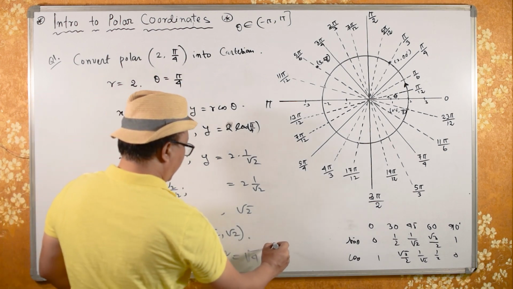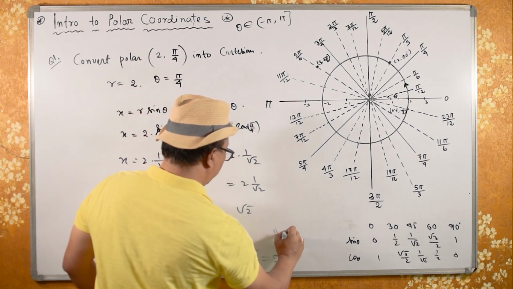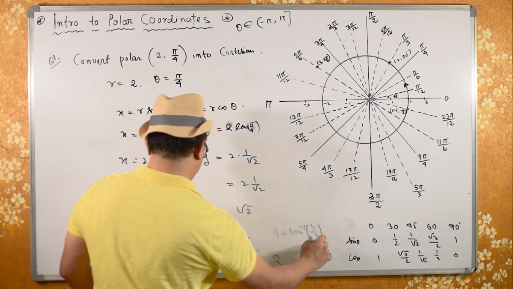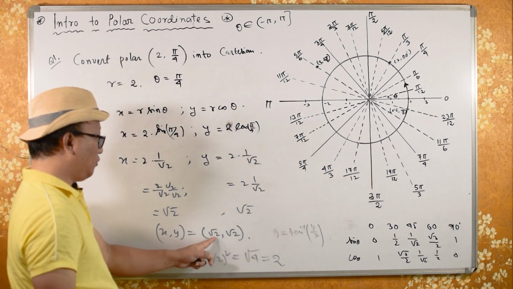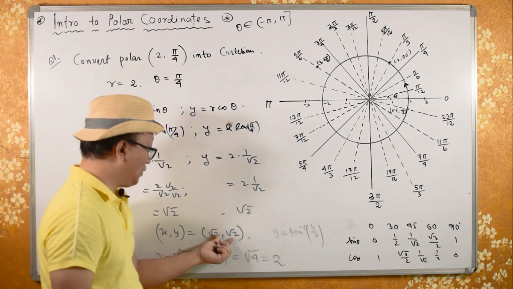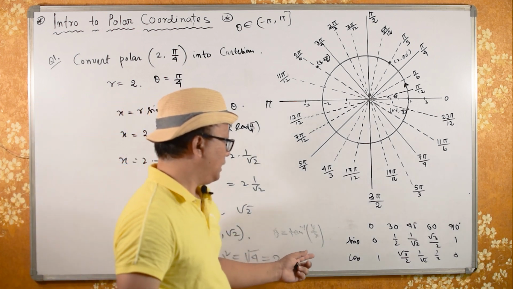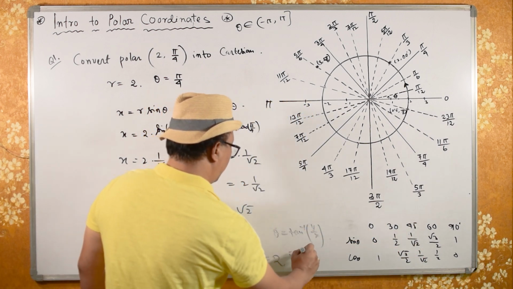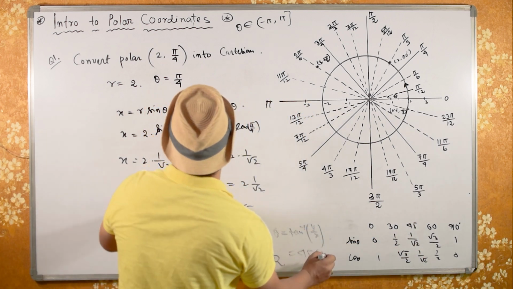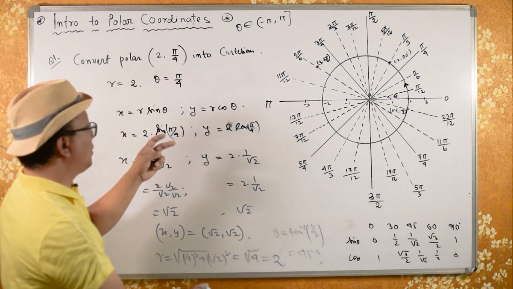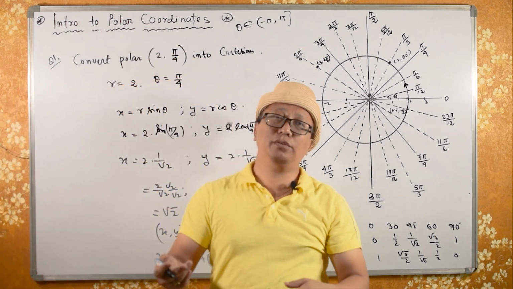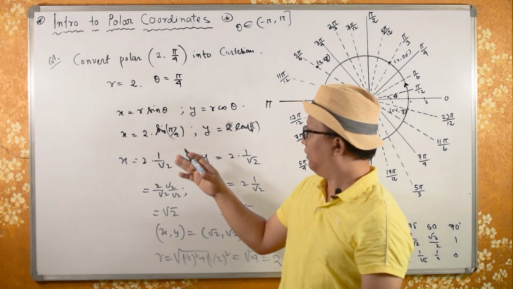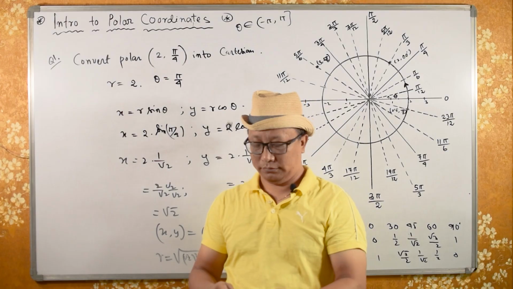And if you want to find θ, θ equals tan inverse of y by x. Here y by x is root 2 by root 2, which is 1. Tan inverse 1 is 45. Therefore θ is 45 degrees, which means π by 4. So we can convert from Cartesian to polar as well as polar to Cartesian with the help of these formulas. Okay, thank you.